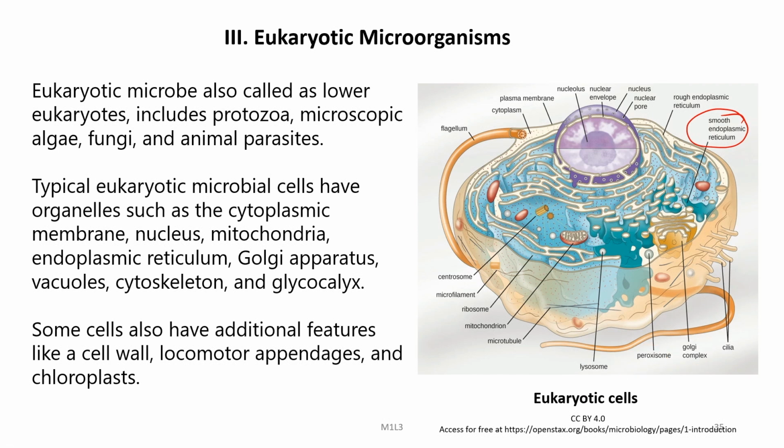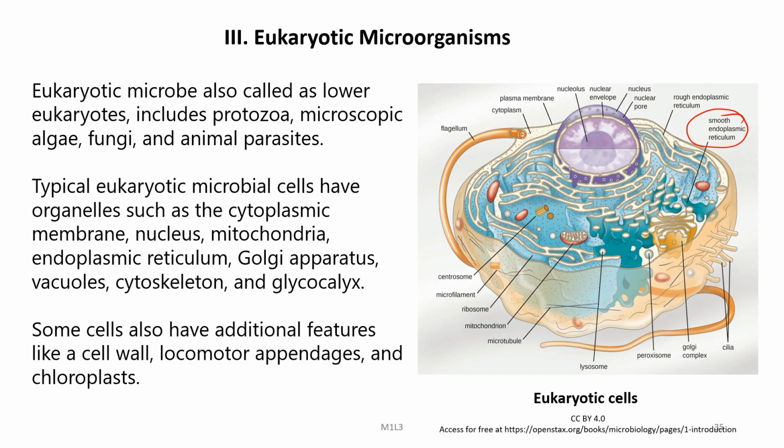Now, eukaryotes may exist in microscopic form. These eukaryotic microbes are called lower eukaryotes, which include protozoa, microscopic algae, fungi and certain animal parasites.